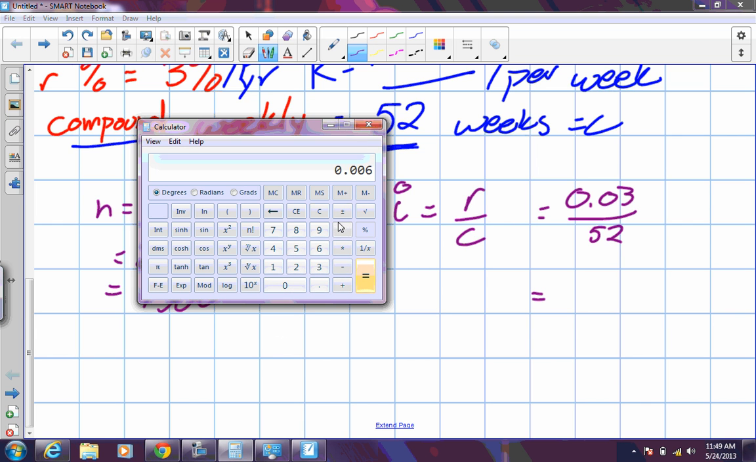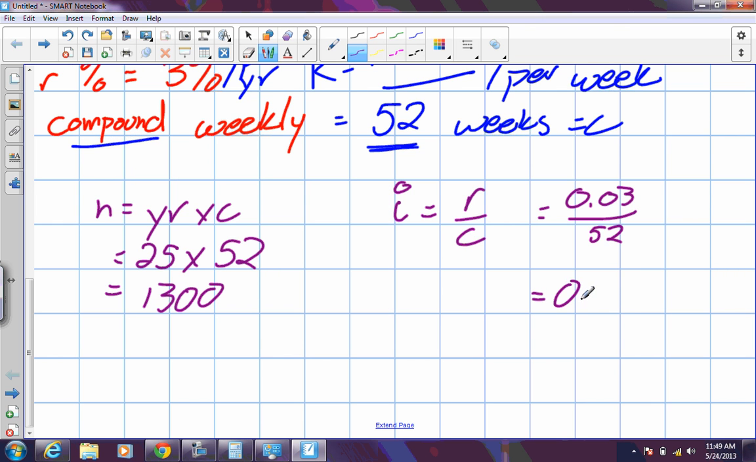0.03 divided by 52. There we go. So 4 decimal places. There's 3 zeros, then a 5, 7, 6. So 0.000576. This is how much interest we'll earn every week, which is actually something like 0.05% per week. It's a very small amount.